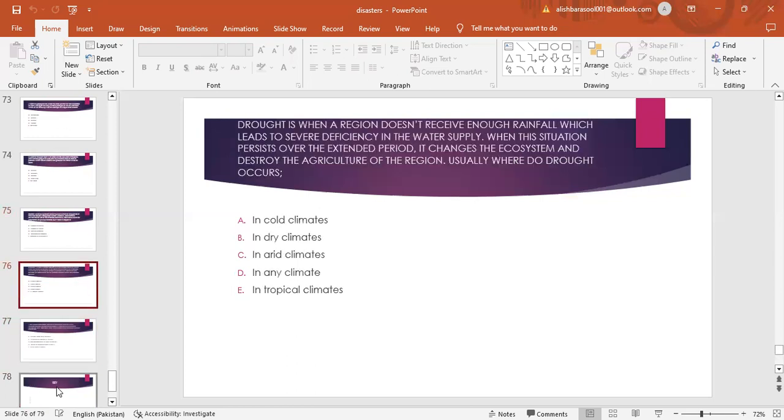Drought is when a region doesn't receive enough rainfall, which leads to severe deficiency in the water supply. When this situation persists over an extended period, it changes the ecosystem and destroys the agriculture of the region. Usually, where does drought occur? A. In cold climates, B. In dry climates, C. In arid climates, D. In any climate, E. In tropical climates. B. Yes, B is the right answer.